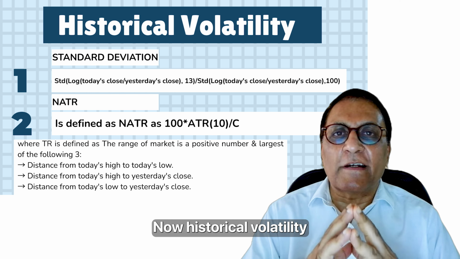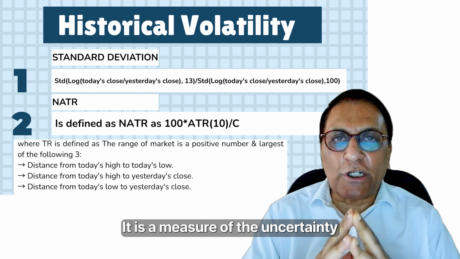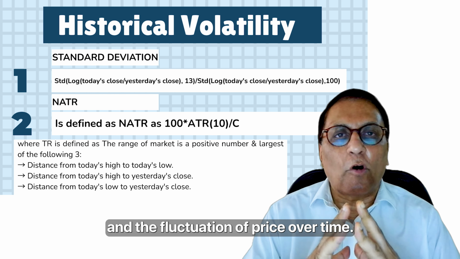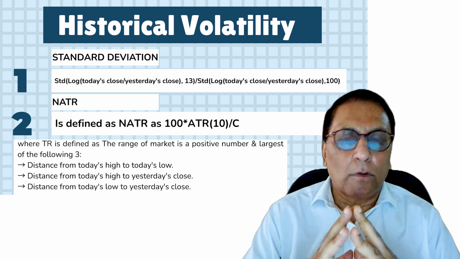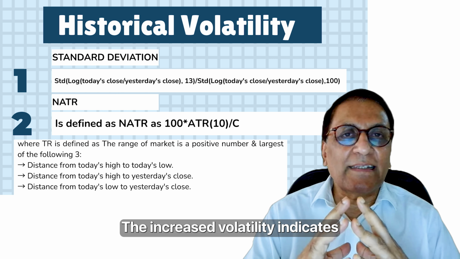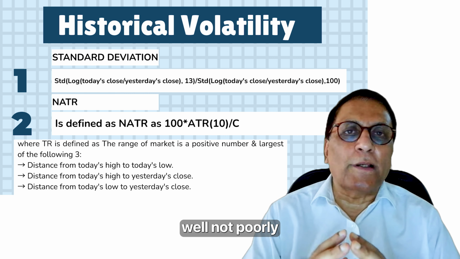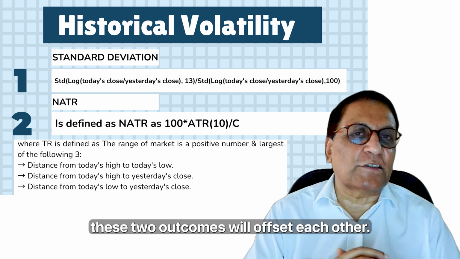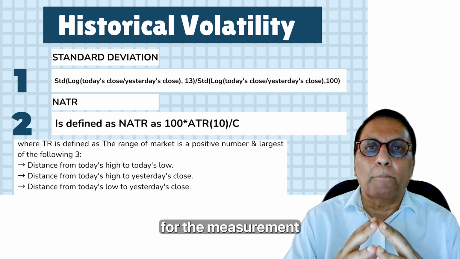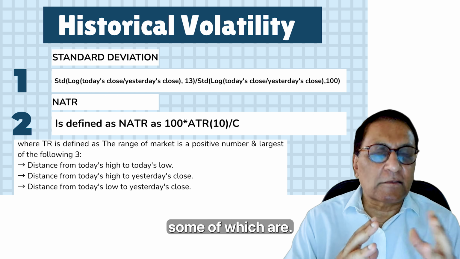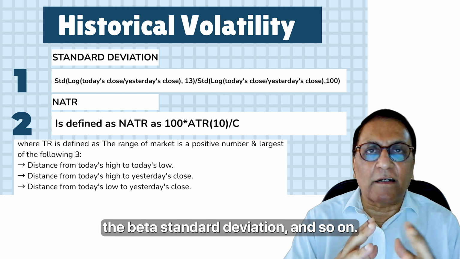Now, historical volatility is normally associated with stock price movement. It is a measure of the uncertainty and the fluctuation of price over time, and it is calculated from stock prices. For the owner of a stock, the increased volatility indicates that the stock will neither do well nor poorly, and hence these two outcomes will offset each other. Various parameters have been formulated for the measurement of historical volatility, some of which are the ATR and the NATR, the beta, standard deviation, and so on.